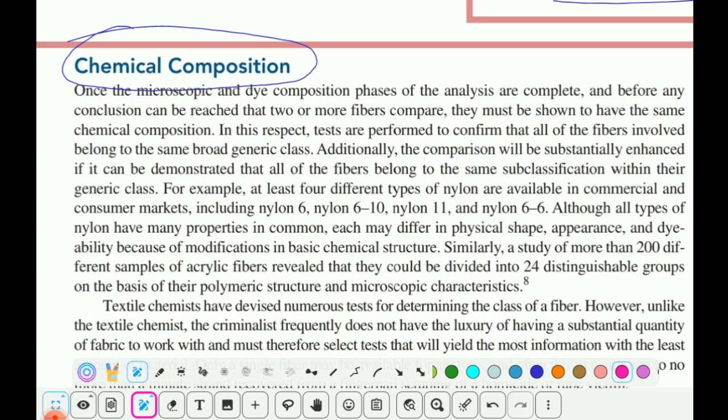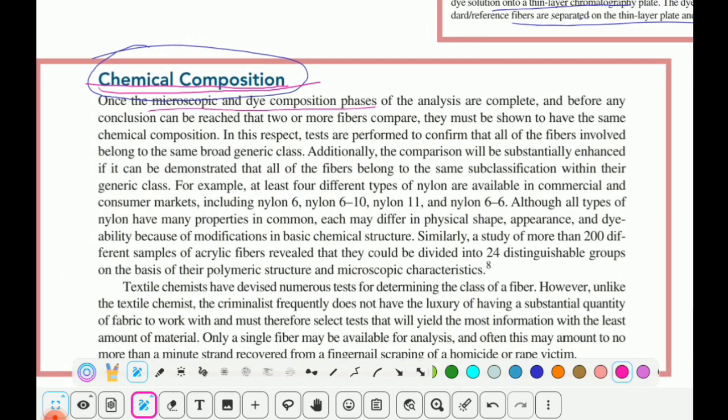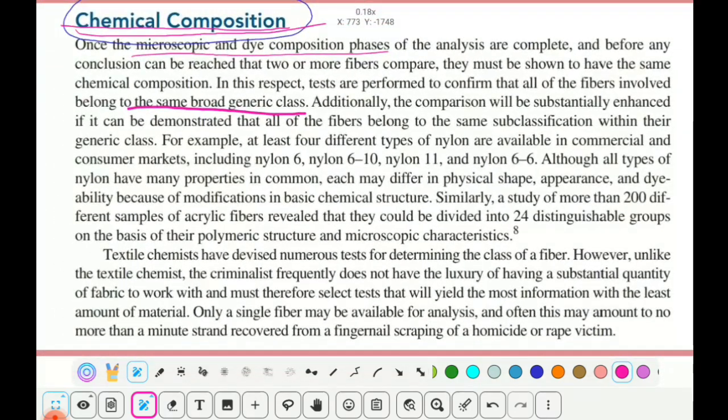And now we have another most important examination that will follow the microscopic examination. Microscopic is a kind of preliminary examination where the dye composition and some basic conclusions were made. After that, now you have to be more specific with your examination, which is possible with the help of knowing its chemical composition, like what are the chemicals that are used in the manufacture of that particular fiber, and what are the factors that distinguish it from other fiber materials that you must have obtained at the crime scene as a forensic investigator. So here's the paragraph which explains all the aspects.